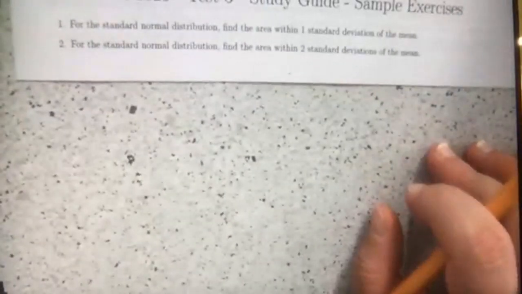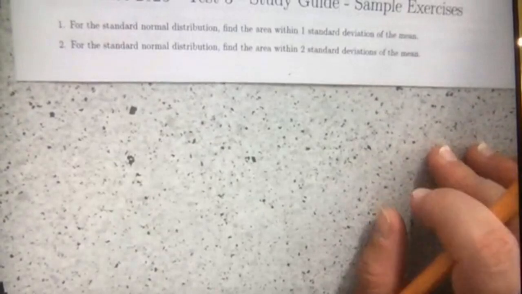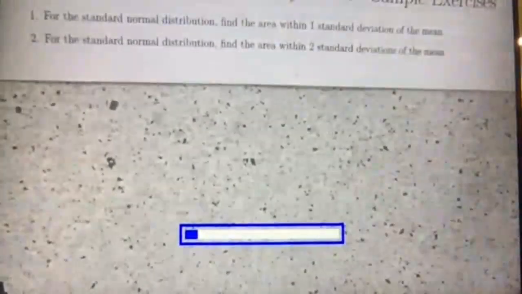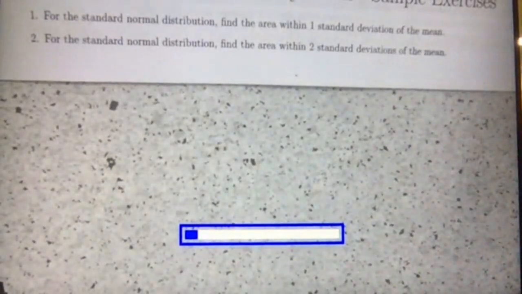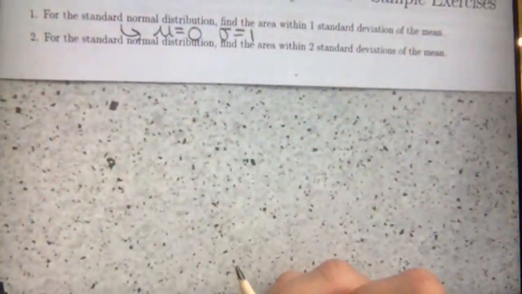All right, if not, let's get to some actual problems. Starting off with number one, I'm just going to roll through it. You should have already done this, so this is your time to sit back and recap, and ask any questions as needed, and bring it full circle. For the standard normal distribution, find the area within one standard deviation of the mean. Remember, for standard normal, our mean is 0 and our standard deviation is 1. So in our calculator, we're going to do normal CDF.